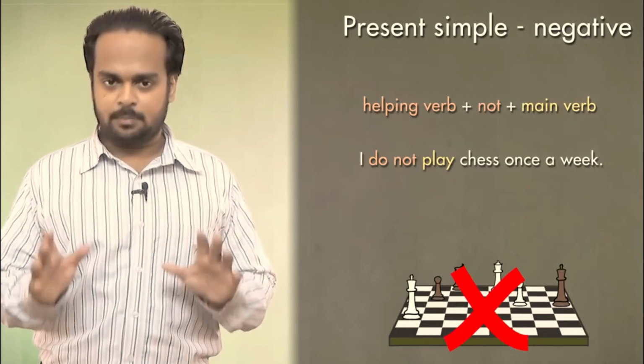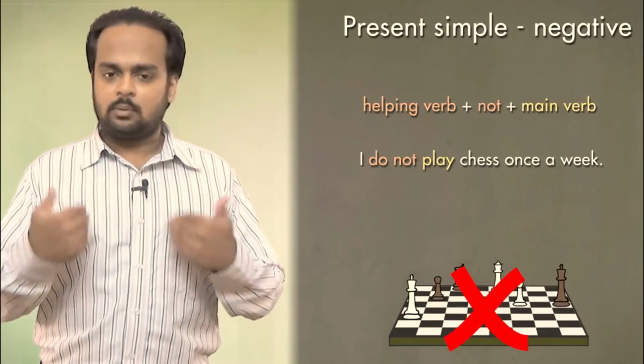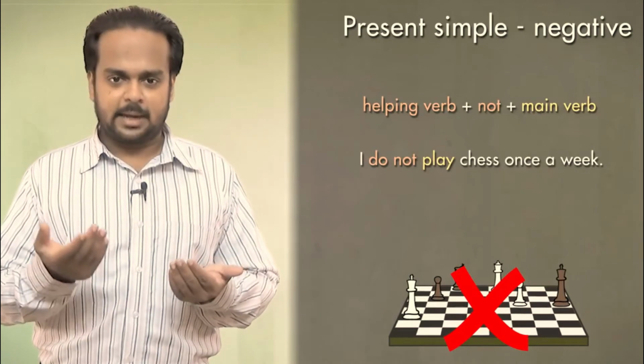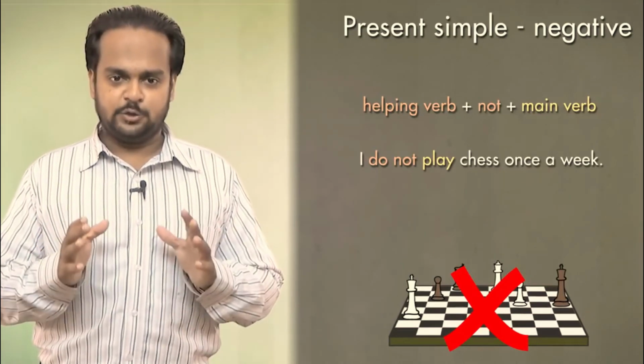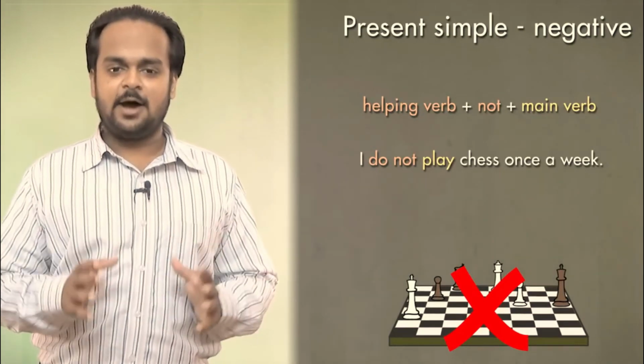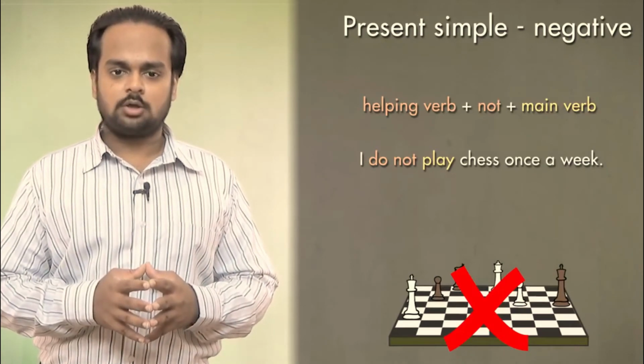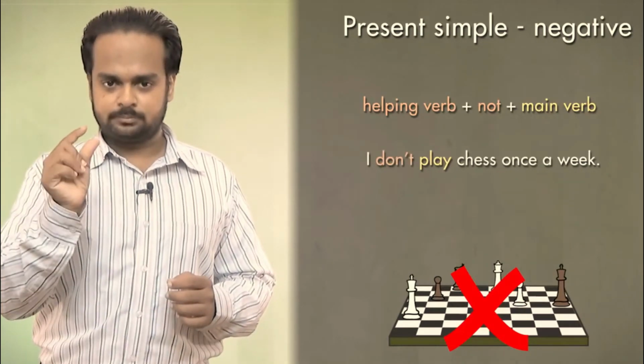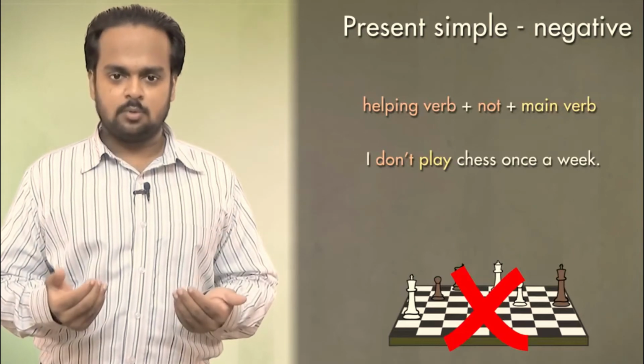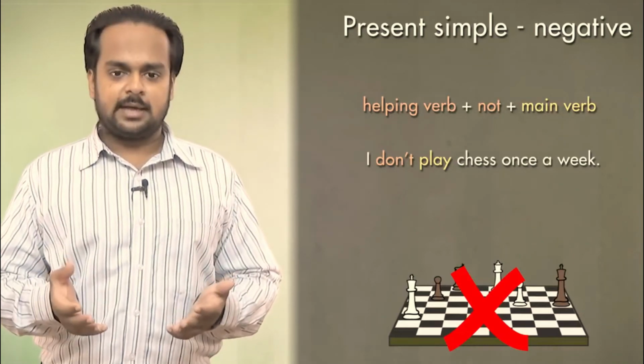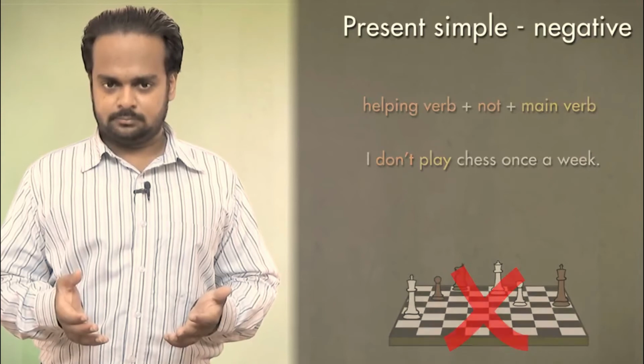So, I do not play chess once a week. When we speak, this might sound very mechanical, like a robot. I do not play chess. To sound more natural, we usually shorten do not to don't. So I don't play chess once a week. In this sentence, the subject is I.